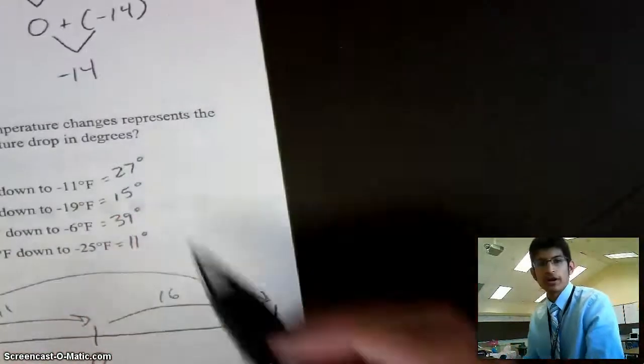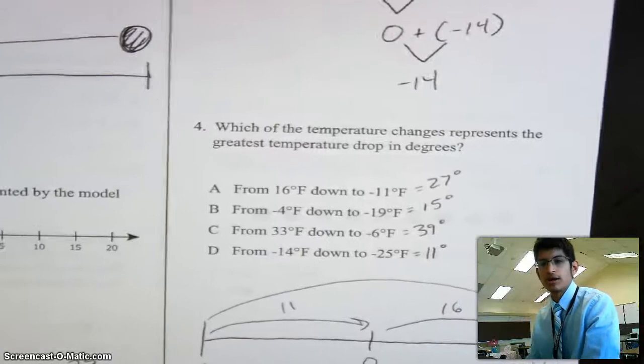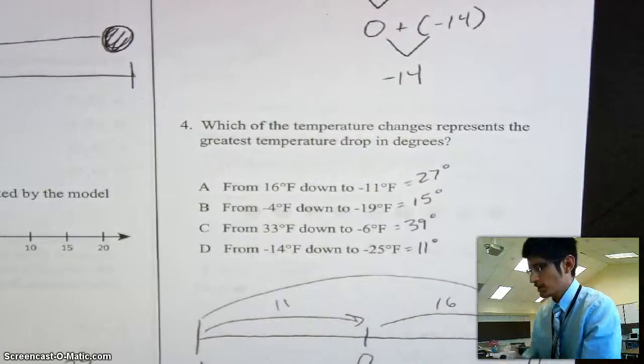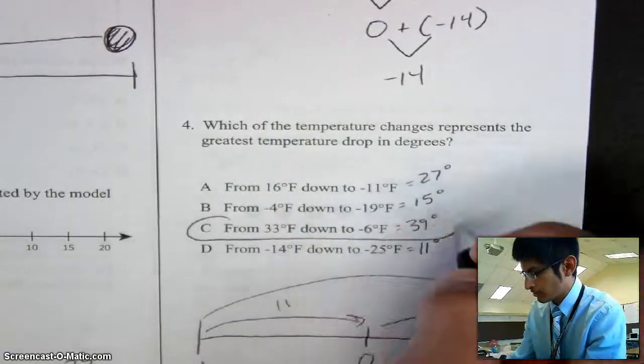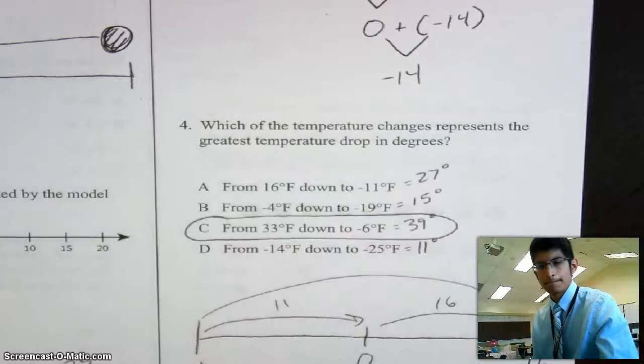So which one shows the greatest drop? Which one shows the biggest difference in the two temperatures? And that would be C, because the temperature changed 39 degrees.